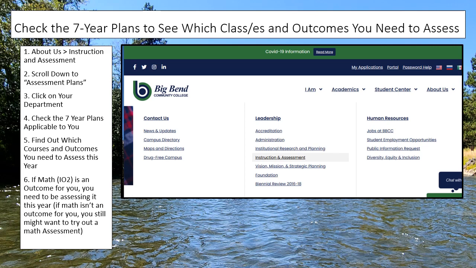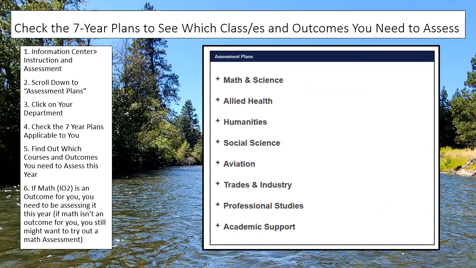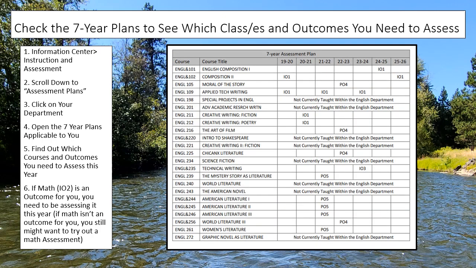So you'll go onto the Big Bend homepage, and on there you will go to About Us. You'll kind of hover over it, and you'll see Instruction and Assessment, and you'll click on that. You'll scroll down to assessment plans, and then you'll click on your department or the departments related to you, and you'll check the 7-year plans applicable to you. On that 7-year plan, you'll be able to find out which courses and outcomes you need to assess this year.